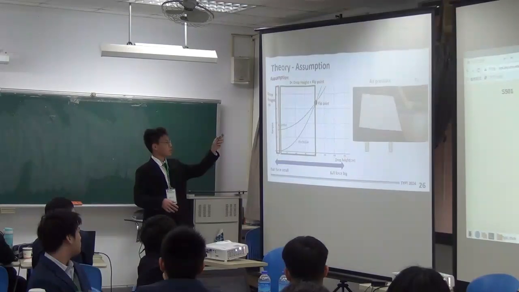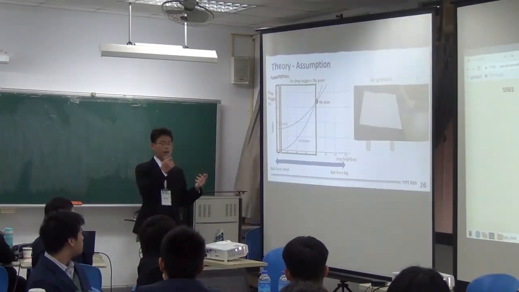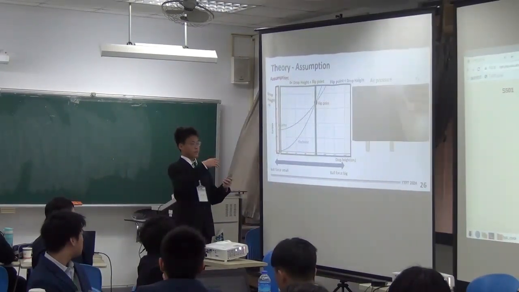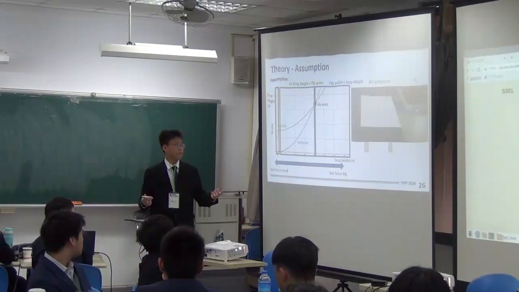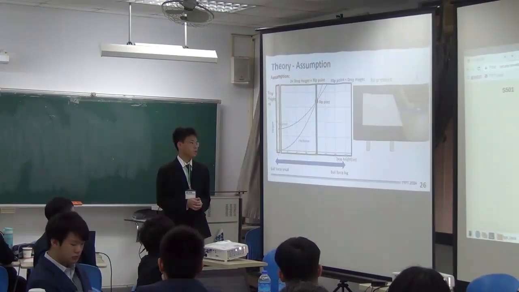But if the drop height is between 0 and the flip point, it will bounce off like that, because it will form an air pocket and there will be air pressure. But if the drop height is bigger than the flip point, it will just flip. The air pressure couldn't hold it up either.